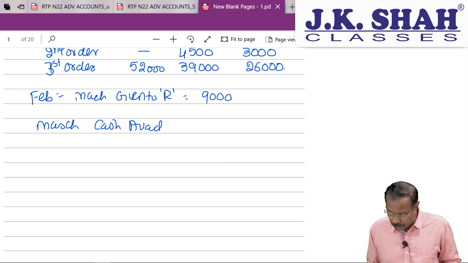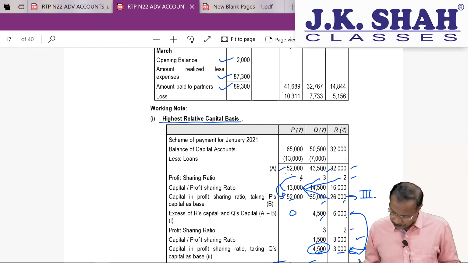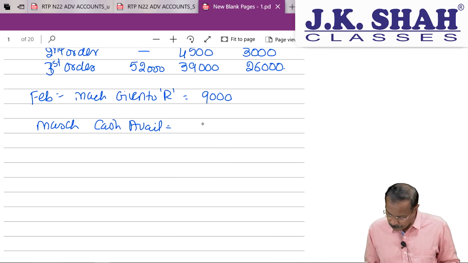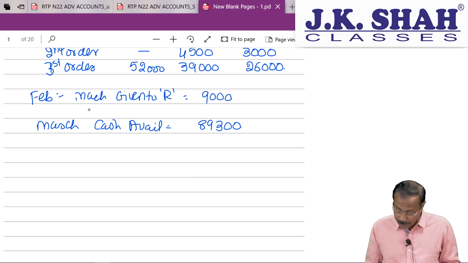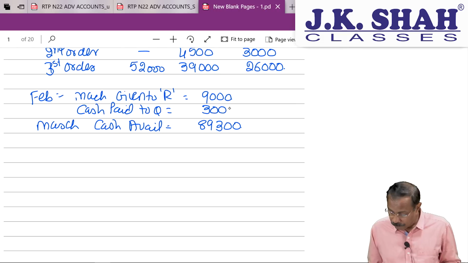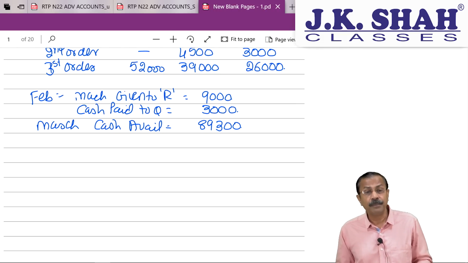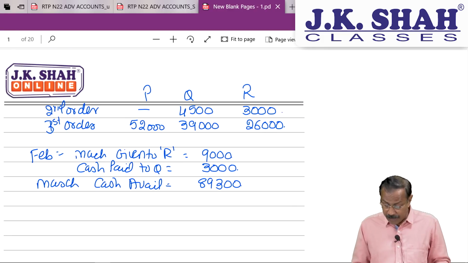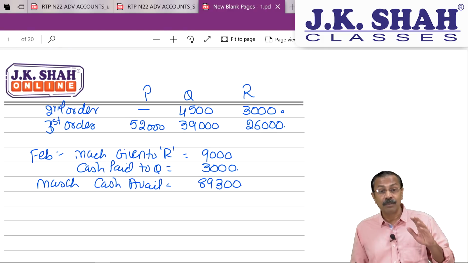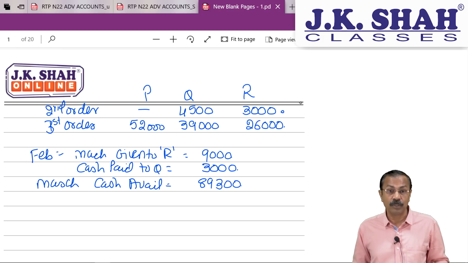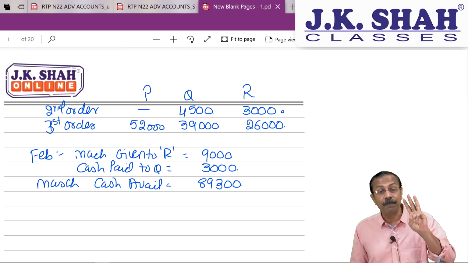Cash available is 89,300. Over here, cash was paid to Q of 3,000 in February. Now, 9,000 was to be paid to R, against which we gave him a machine of 9,000. 4,500 was to be paid to Q, against which we already paid him 3,000.